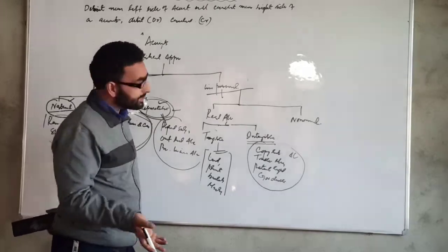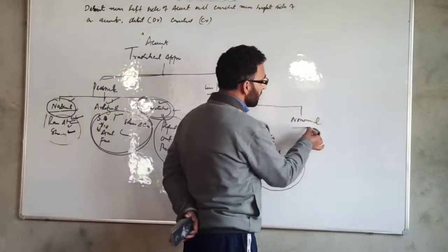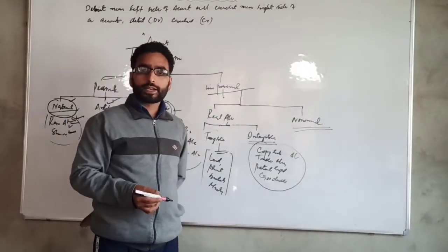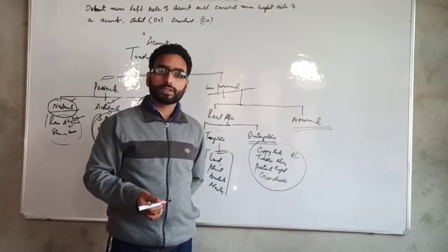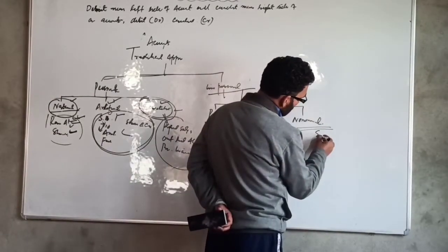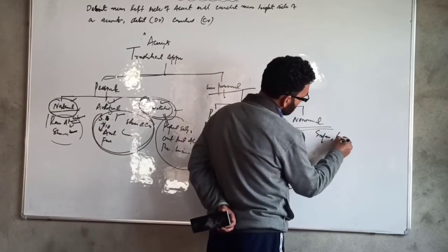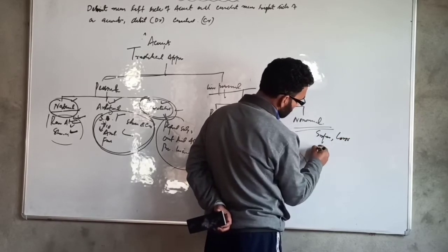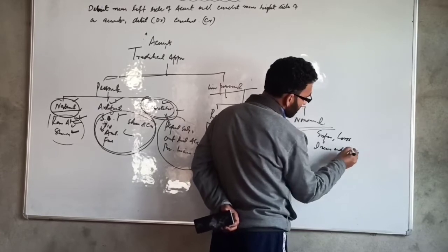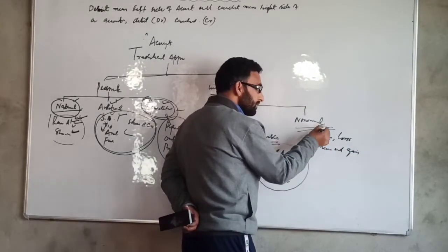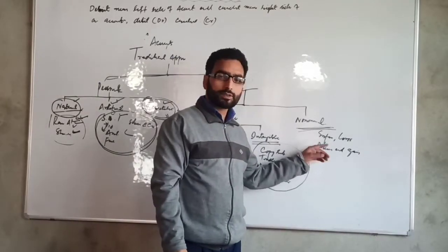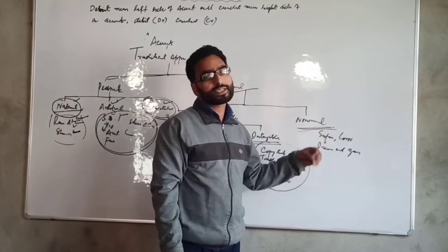Another thing is nominal. What is a nominal account? Nominal accounts are those accounts which deal with incomes, expenses, revenues, and losses. So, expenses, losses, incomes and gains. All these accounts deal with expenses of the business, losses of the business, incomes of the business, and gains of the business.